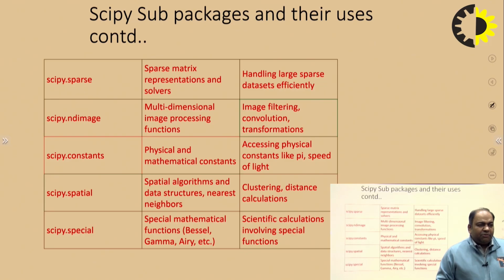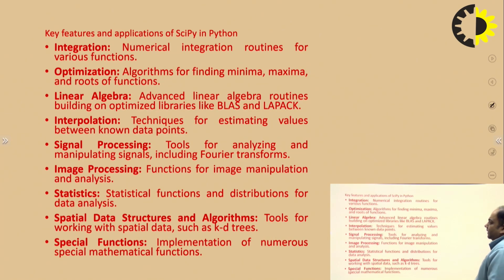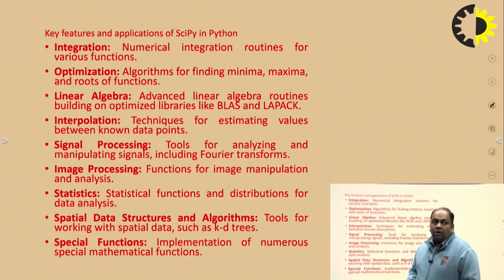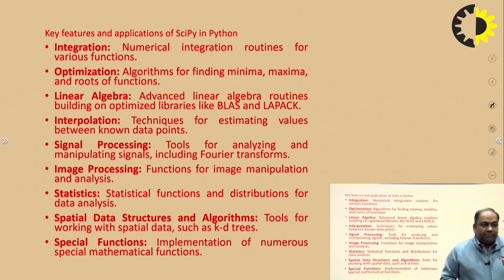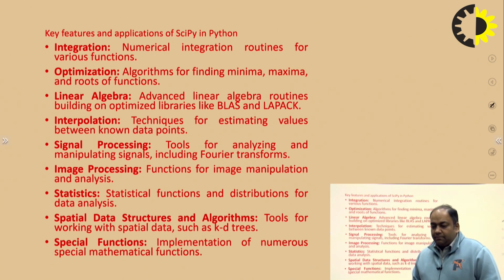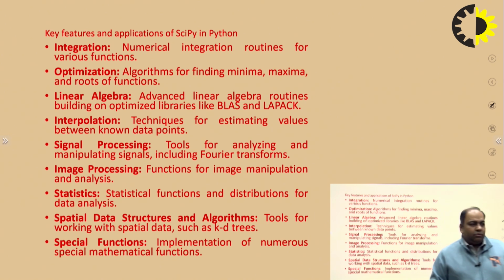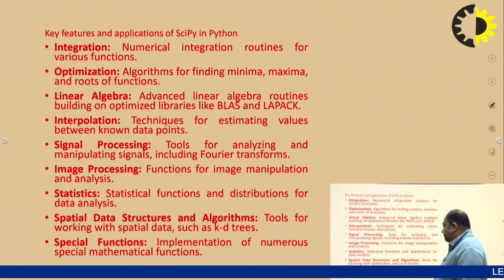Then spatial is for mathematical functions like Bessel functions, gamma functions. So for this we use the module SciPy. The SciPy features consist of integration, optimization, linear algebra, interpolation, signal processing, image processing, statistics, spectral data structure and algorithms, like when we work on decision trees or k-neighbor functions, so we can use SciPy in that. Then special function, which is used for the implementation of special numerical mathematical functions.